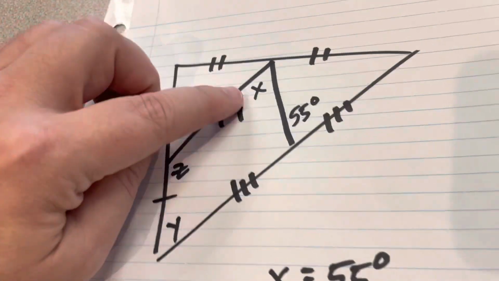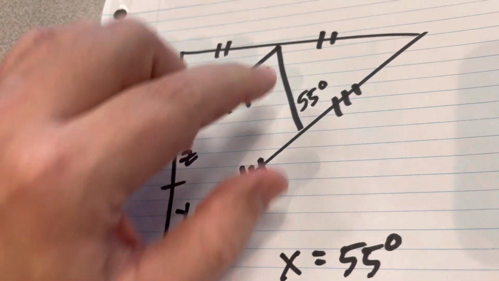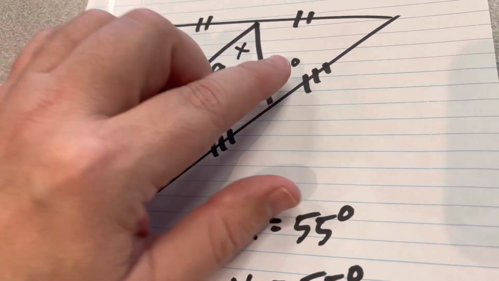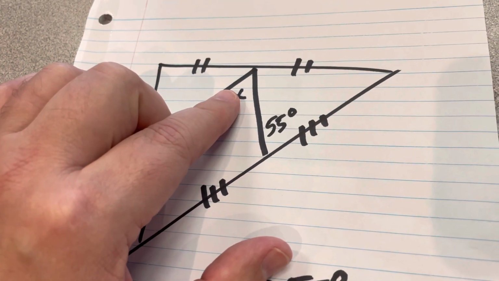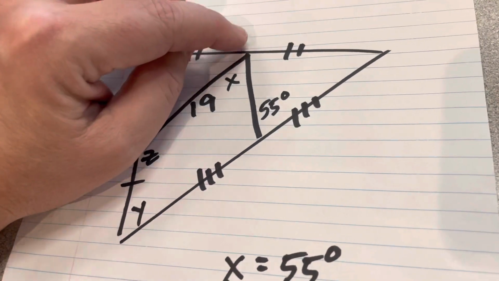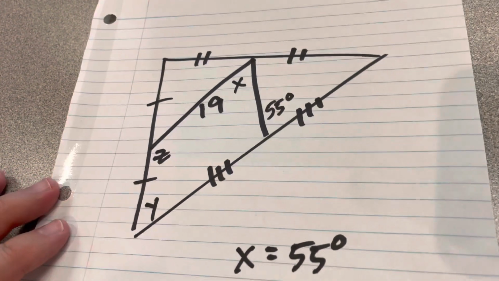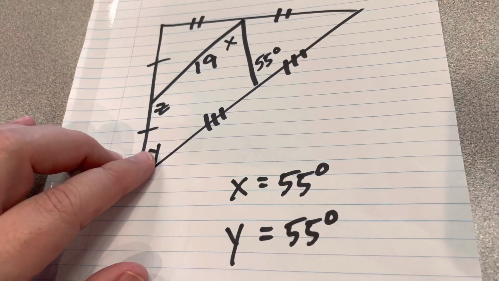The other thing is that because these are parallel, this is parallel to this, this acts as a transversal. So that's why X is 55 here. If this is 55, then this is 55, because those are alternate interior angles. Think about these as parallel lines with a transversal going through them, alternate interior angles. So X is 55.